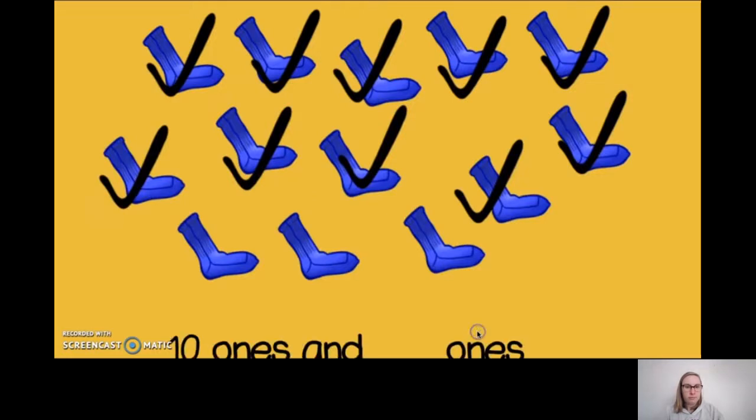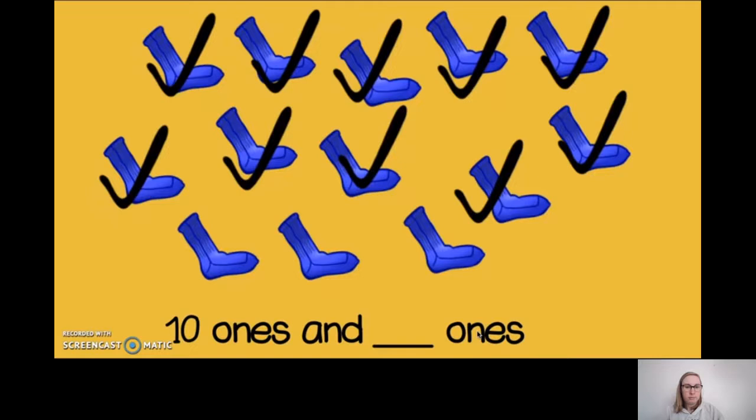So let me see. Let me write that down. 10 ones and blank ones. Let's see. I see this group of 10 that I made because I did the check marks on the 10. How many ones do I have left over, friends? Yeah, go ahead and count them. 1, 2, 3. So I could say in this group of socks from the floor, I get 10 ones and 3 more ones. Perfect.